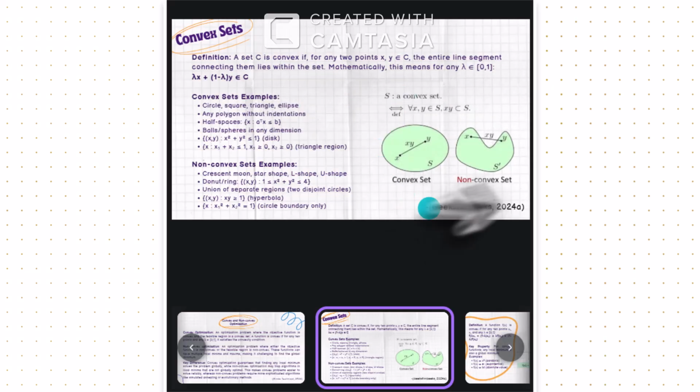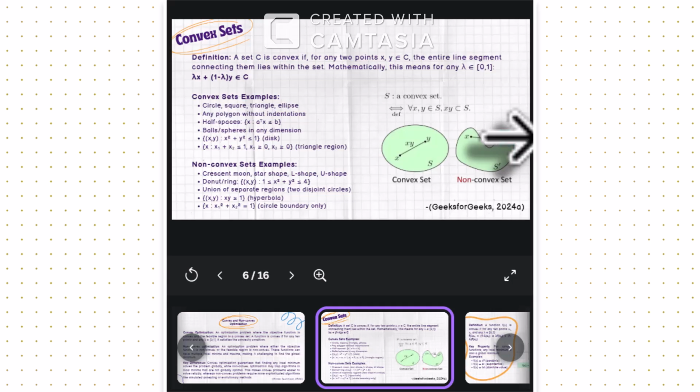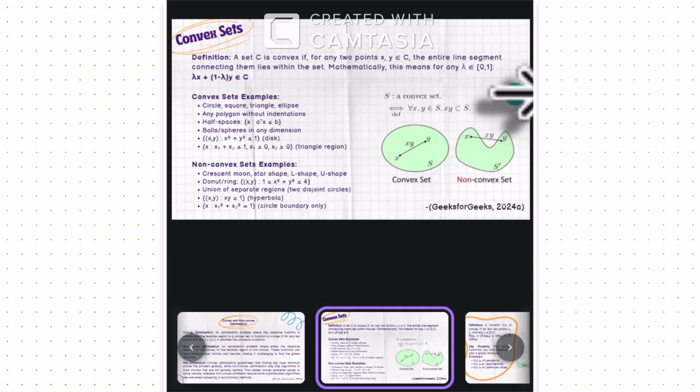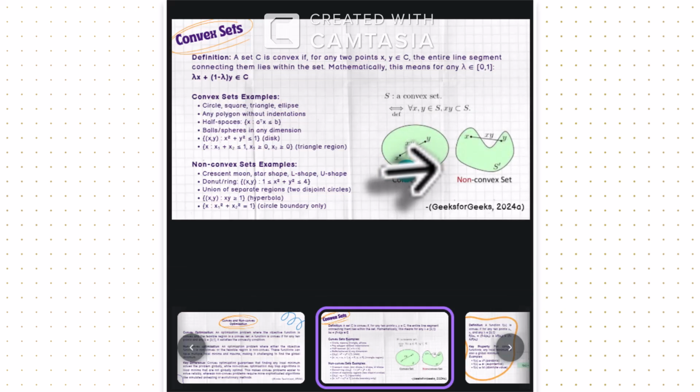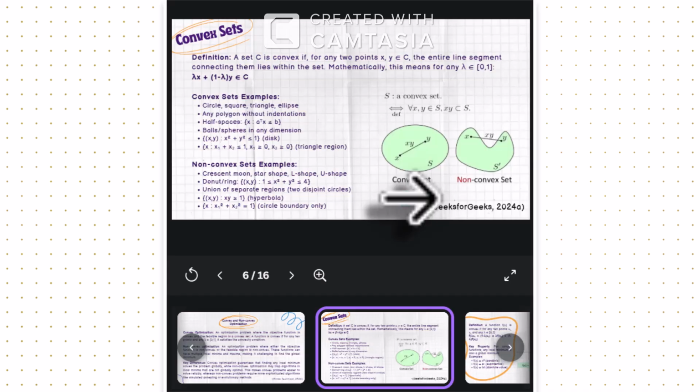So now, this image illustrates this idea beautifully. On the left side, we see a convex set, as 2 points x and y are chosen inside this set. The line segment xy connecting them lies completely inside the region. This satisfies the convexity condition.